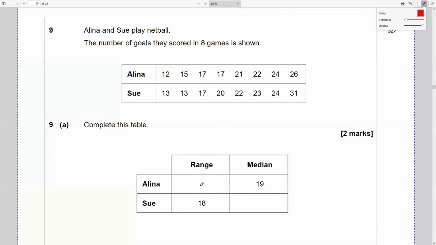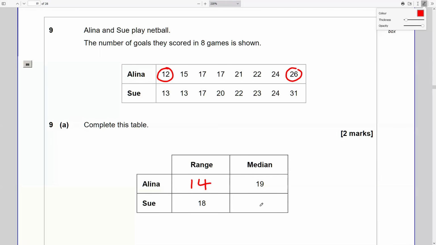Range for Alina. Well, what's the biggest number? The biggest number is 26. And what is the smallest number? The smallest number. They put them in order, which is okay. So the range is largest, take away the smallest. 26 minus 12 will be 14.